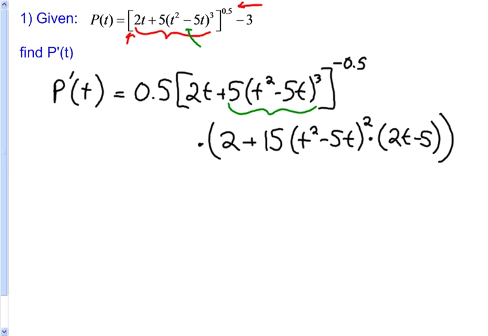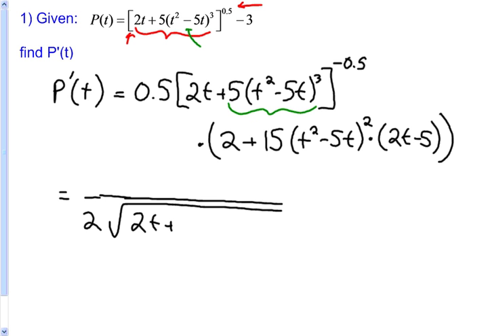So that is the expression for our derivative. And now we can just clean it up a little bit by, let's see, we can change that 0.5 to a 1/2 and bring the 2 down to the denominator. We can also bring this square bracket down into the denominator. It'll become, let's make it a root actually, because it's an exponent of 1/2. So we'll make this the square root of 2t plus 5t squared minus 5t all cubed.